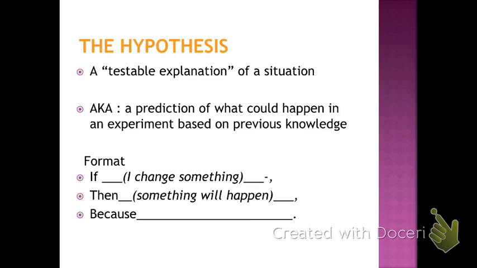All right, so a hypothesis is a testable explanation of a situation, so it's almost like a prediction. But the important part that I want you to get is we're going to use this format. If this happens, or if I change something, then I believe this will happen because of something that I maybe have heard of in the past, or I've seen occur, or just my past experiences indicate that this might occur. So let's do some quick examples.